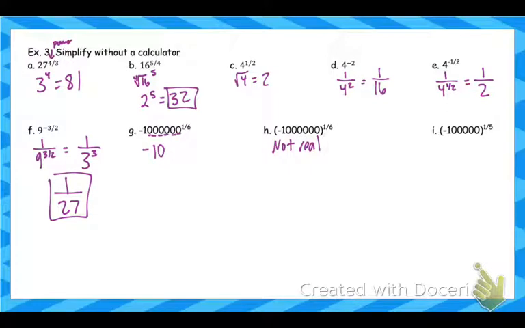All right, whereas I, the fifth root of this negative number, that is possible. Because you can do a negative times a negative times a negative times a negative times a negative and still get a negative answer. So this is negative 10.